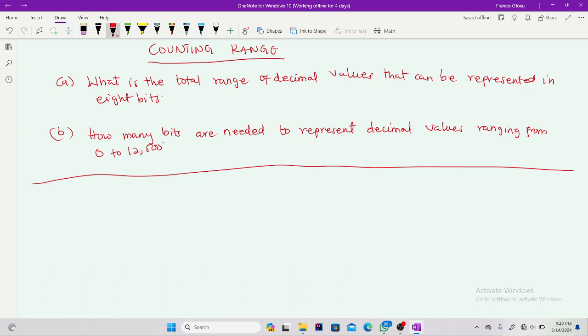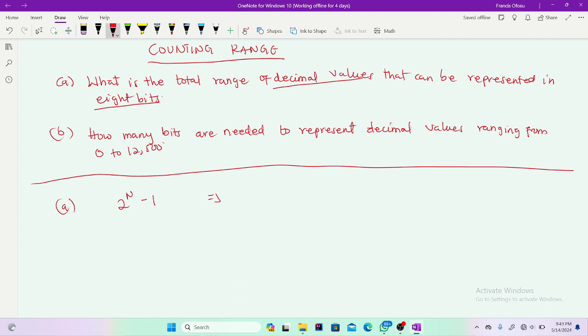Now let's see. It says, what is the total range of decimal values that can be represented in 8 bits? So let's take the first part. What is the total range of decimal values that can be represented in 8 bits? To get that, we have a general formula saying that the range of values will be 2 to the power n minus 1, where n here is the number of bits given.